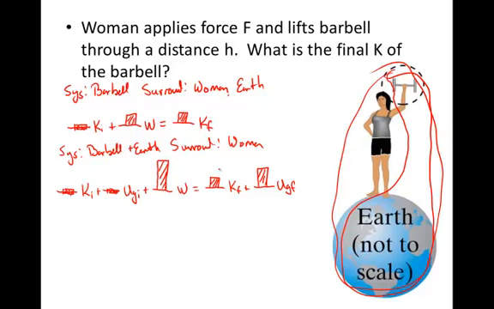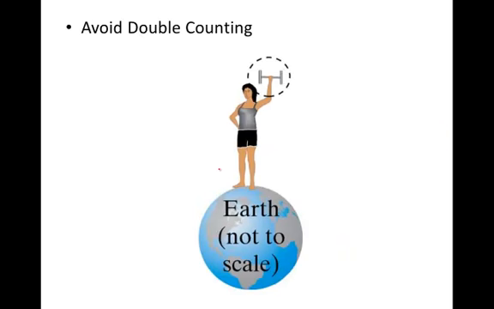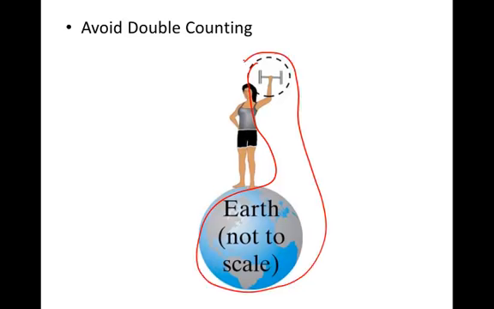Now, one thing you really want to avoid is double counting. That's really kind of the key idea in this section. Because if we choose this to be our system, the barbell plus the Earth, you don't want to include a term of the Earth doing work on the barbell. That would end up double counting the effect of the Earth. Either something is inside the system and has potential energy associated with it, or it's outside the system and it does work on the system. Be very careful that you pay attention and don't end up double counting the effects of a certain object.